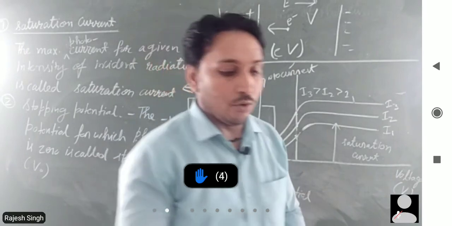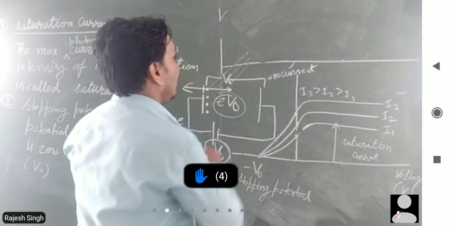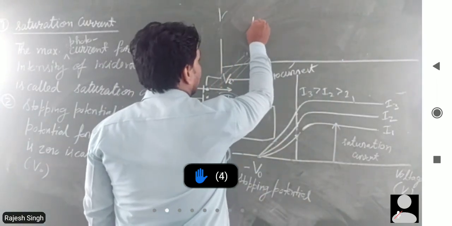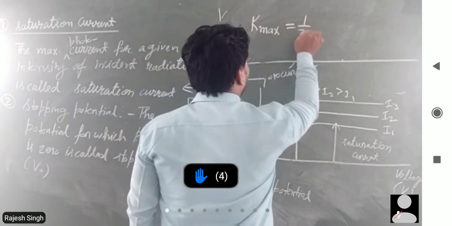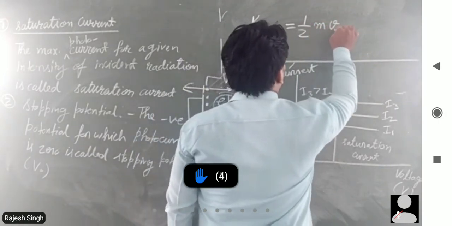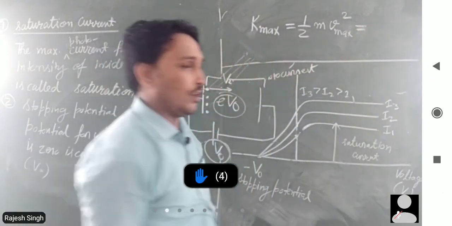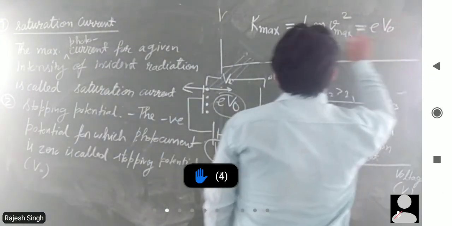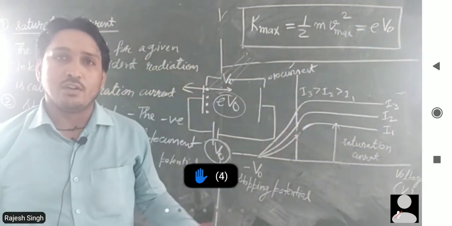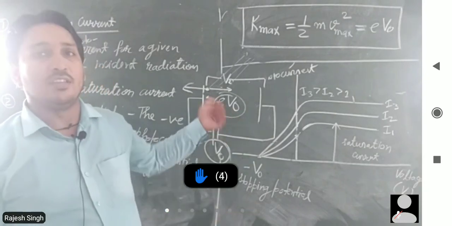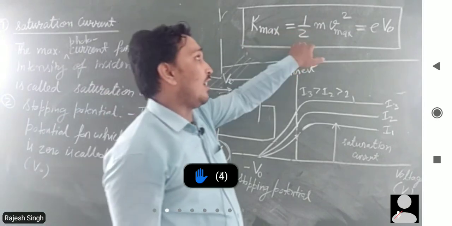So what I'm trying to tell you is, this maximum kinetic energy of the electron, K max, which is equal to half m v max square, is equal to eV0. We are talking about photoelectrons, not in general. I'm not talking about a general phenomenon. It is not happening everywhere. It is happening in this case only. So K max of a photoelectron is equal to half m v max square.